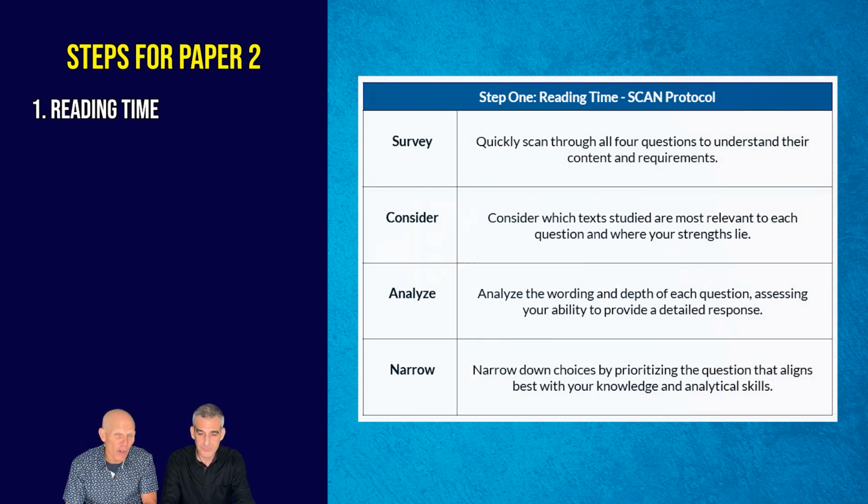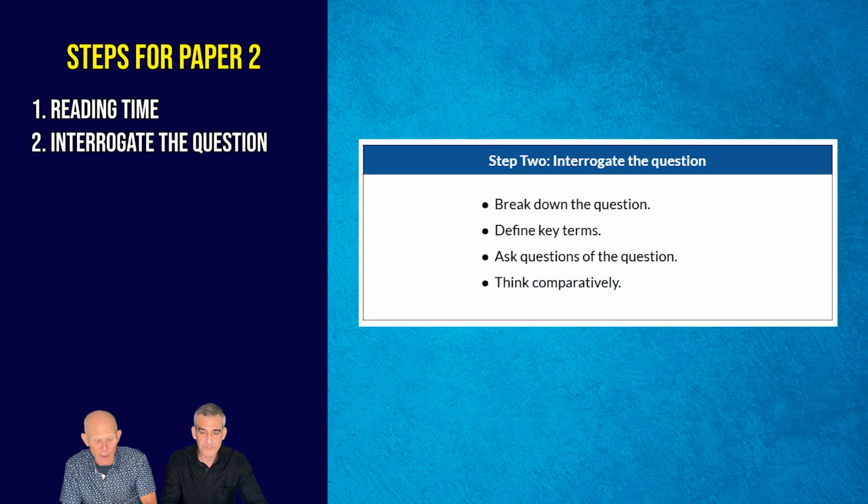Okay, now we've chosen our question. So the reading time's over and the person says, pick up your pen. Now we need to break down the question. We need to slow down. We need to think about the terms, define the terms of the question, understand what the question is asking. Then we need to ask questions of the question. Generate some questions that get you thinking about the question in some different ways, and that will really help you really think comparatively. Once you've done that rich comparative thinking, it's time to write down your thesis.